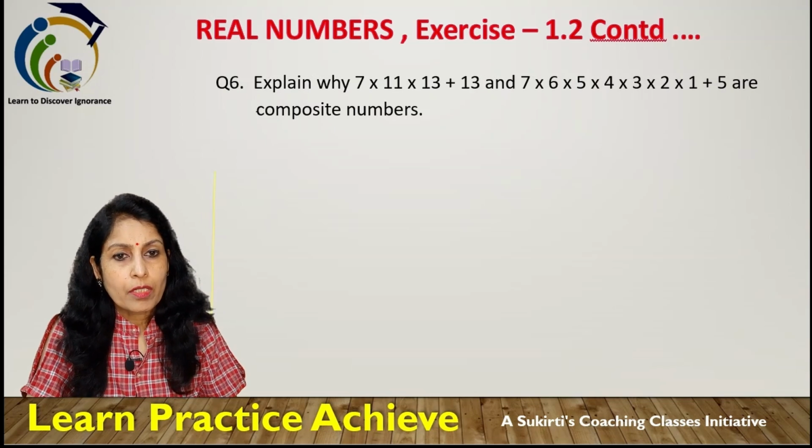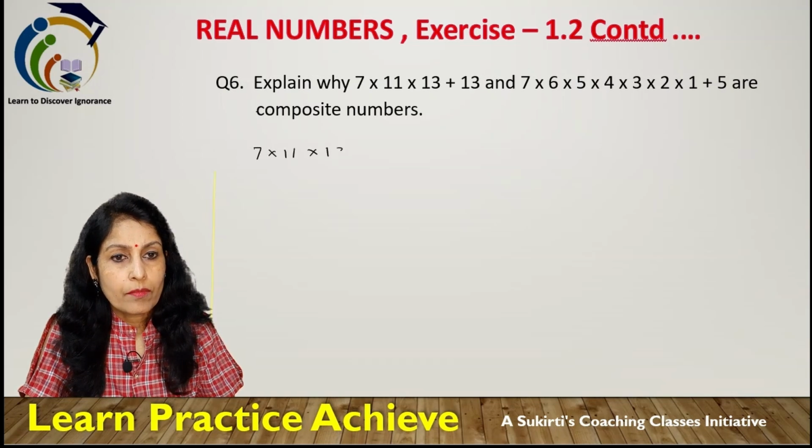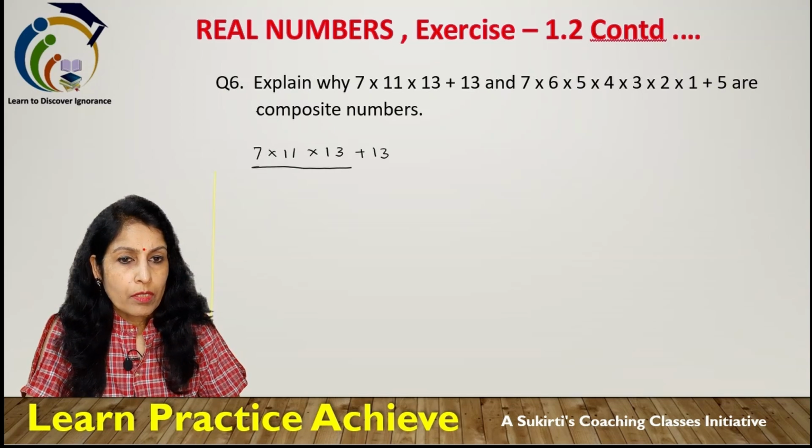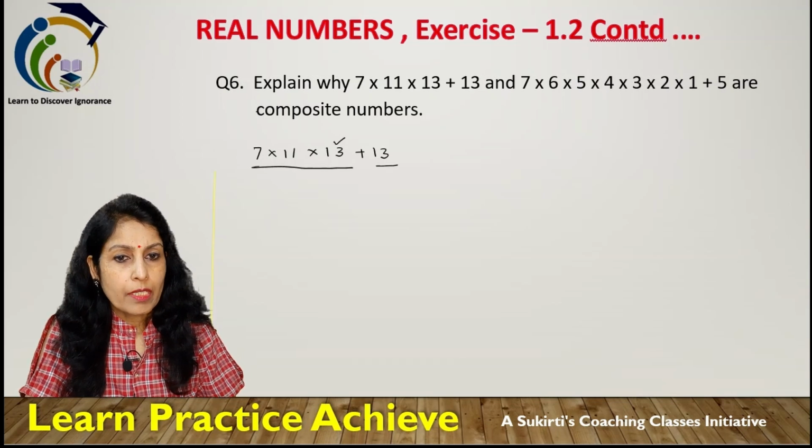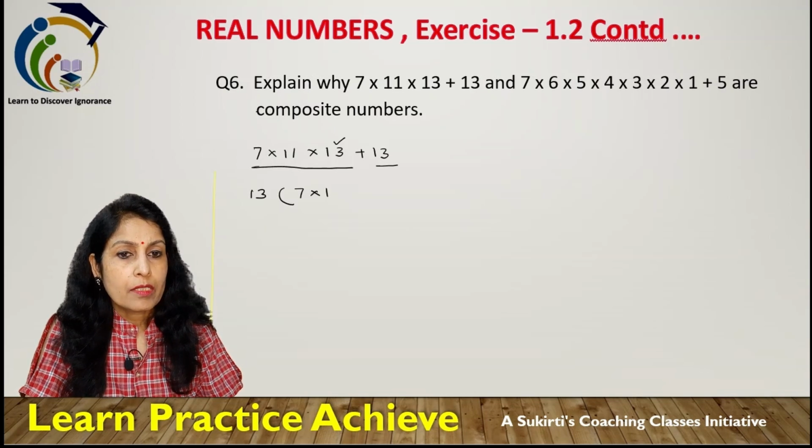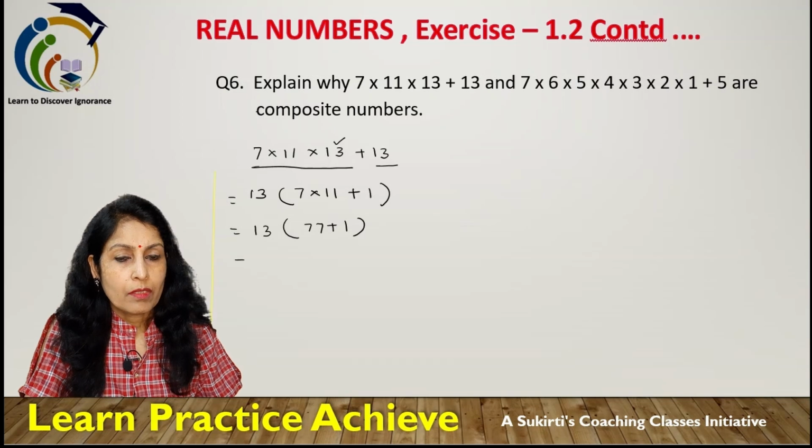Okay, so take this number 7 into 11 into 13 plus 13. In the first part of this number 13 is given and in between a plus sign is there, then 13 is given, so we can take 13 as common. If we take 13 as common, the remaining numbers inside the bracket are 7 into 11, then plus sign, you have taken 13 from here, so 1 is left. So this is equal to 13 into the bracket 7 into 11, 77 plus 1, equal to 13 into 78.